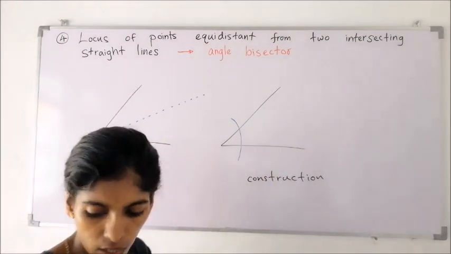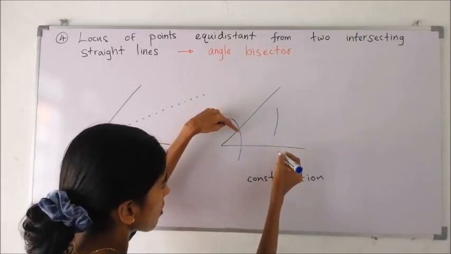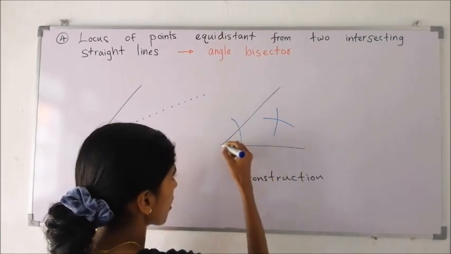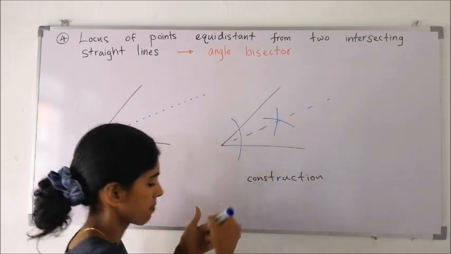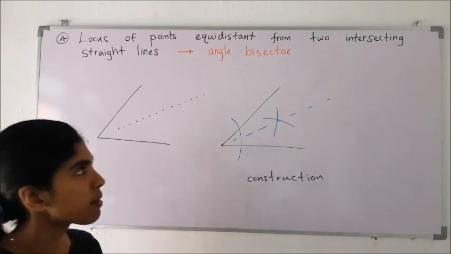as if to cut. Keep the middle point here, draw one arc. Middle point here, another arc. Right, we will join them. Here we constructed the angle bisector.